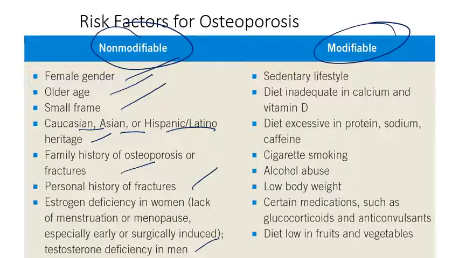Something you can change, which is modifiable. Sedentary life, you want to become more active. Diet inadequate in calcium and vitamin D, so you want to increase your consumption of calcium and vitamin D. Diet excess in protein, sodium and caffeine. Cigarette smoking, you want to decrease that. Alcohol abuse, drink less alcohol, or just don't drink as much. Low body weight, certain medications such as glucocorticoids and anticoagulants, and diet low in fruits and vegetables.